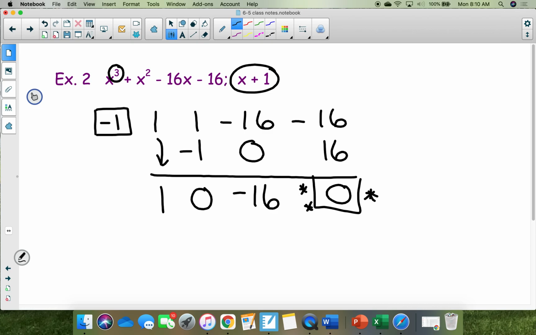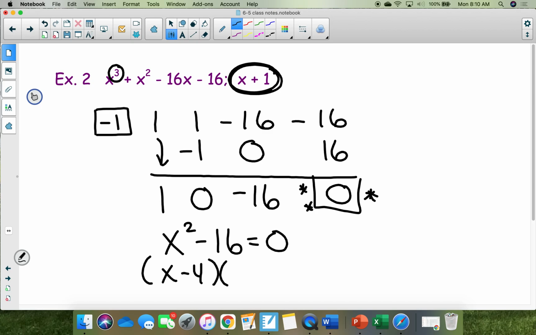Remember, you have to put this back as a polynomial, x squared minus 16. Well, you know one of the answers is here, but what are the other 2? You set this equal to 0, and you factor it. And remember, I like to write this one down here.